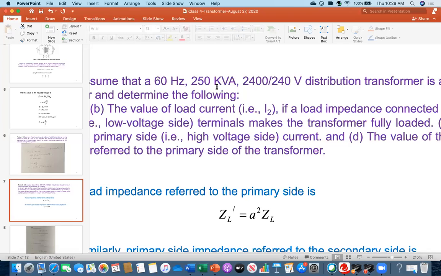The kVA rating will not change. You are only increasing or decreasing the voltage and current, and by doing so you are maintaining the balance. That's why there is only one rating. It is not that the primary side has one kVA and the secondary side a different kVA. In this case, the voltage is reduced 10 times, but soon you will see the current is increased 10 times. The primary voltage is 10 times higher, but the primary current is 10 times lower than the secondary side. In that way, it is maintaining the balance.